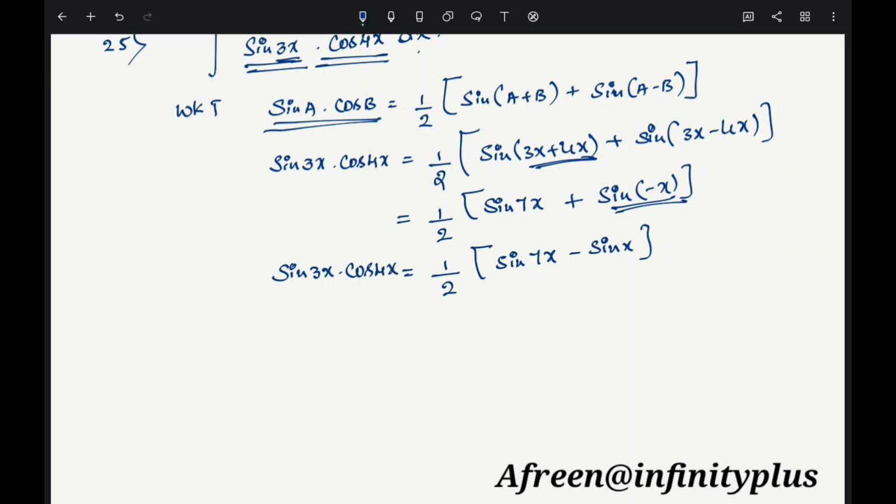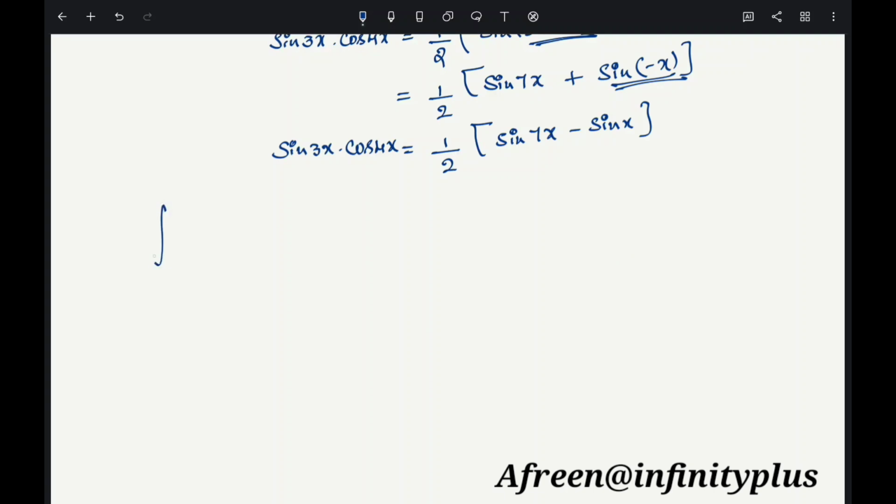Now replace in the integration. So integration of sine 3x into cos 4x into dx can be written as half into sine 7x minus sine x into dx.